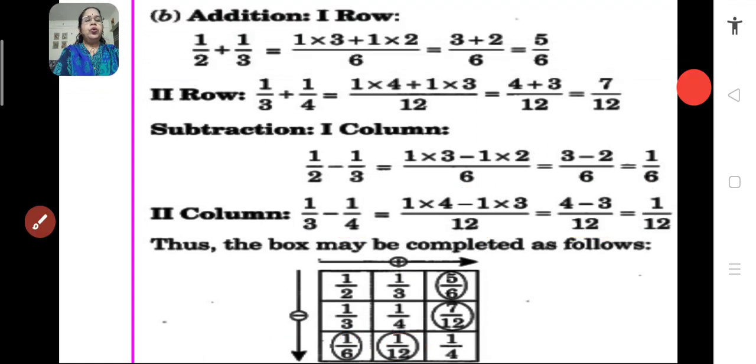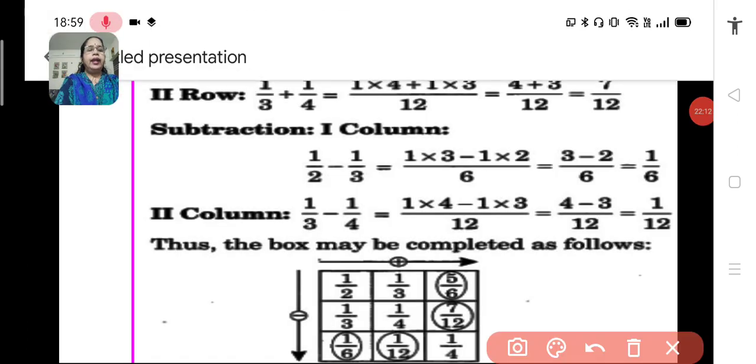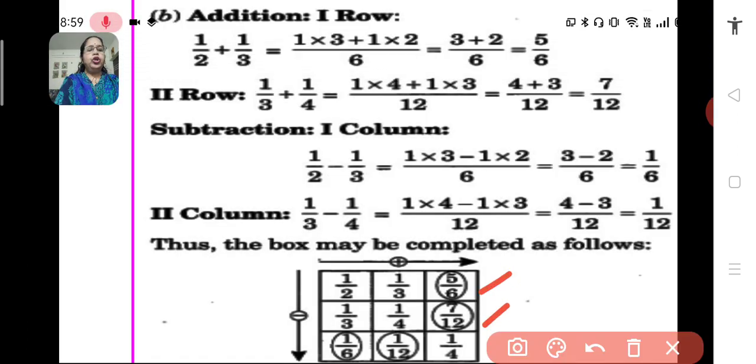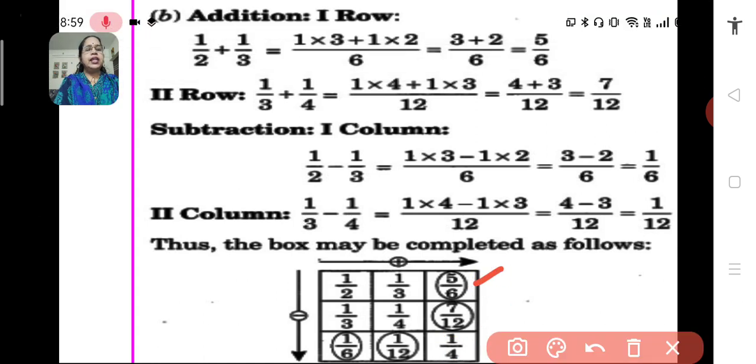Now, what do we do? We can add these two to get this 1 upon 4, or we can subtract these two. That means 5 upon 6 minus 7 upon 12 to get 1 upon 4, or we can add 1 upon 6 and 1 upon 12, then also we get the result 1 upon 4.